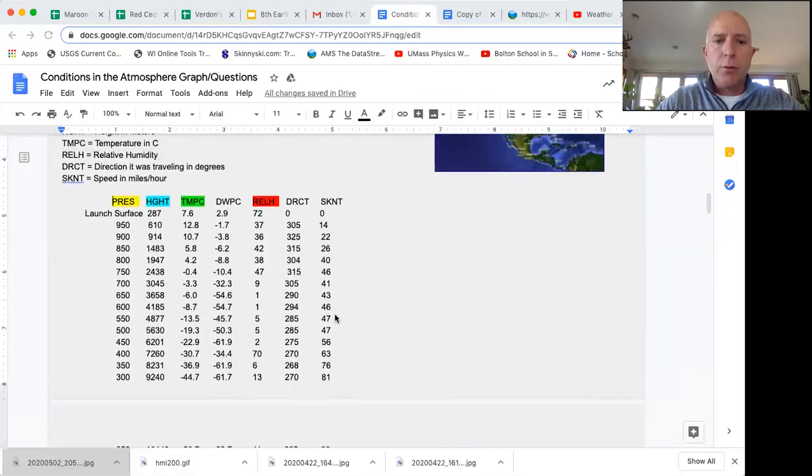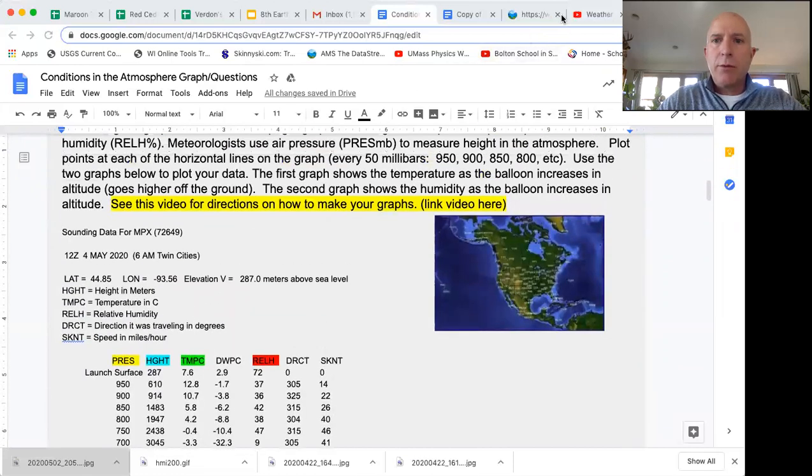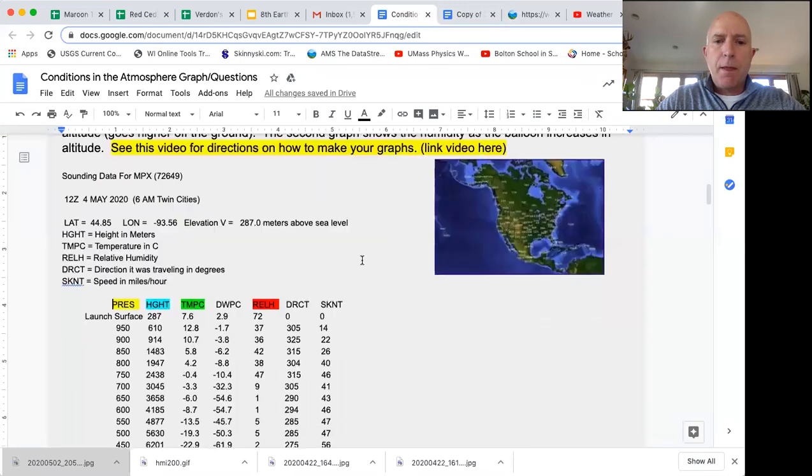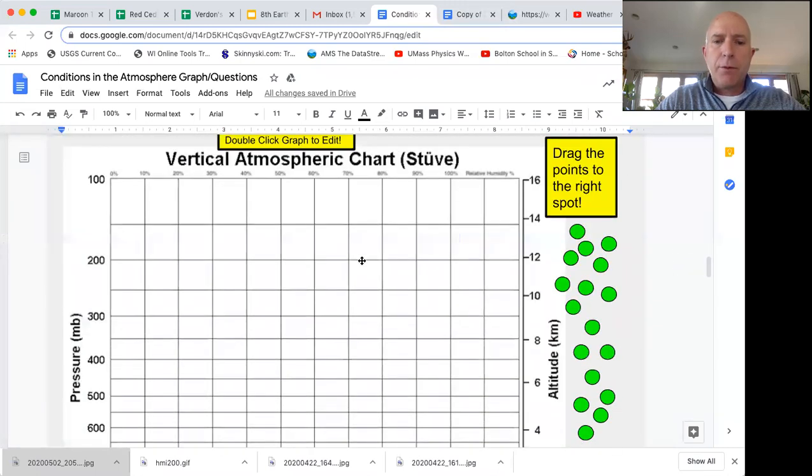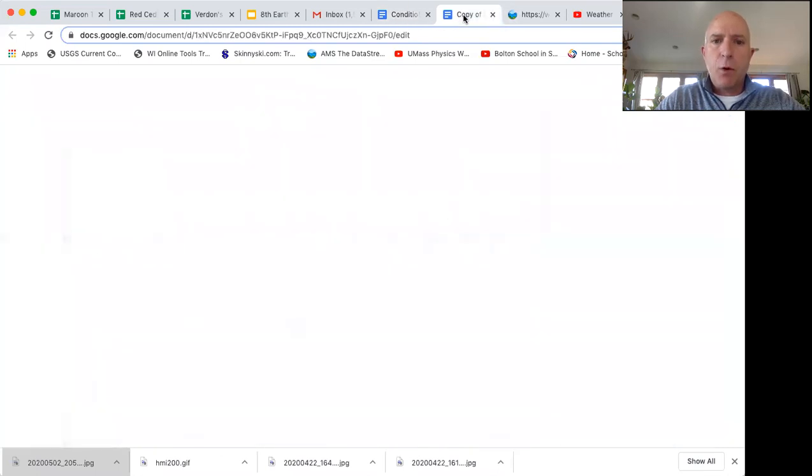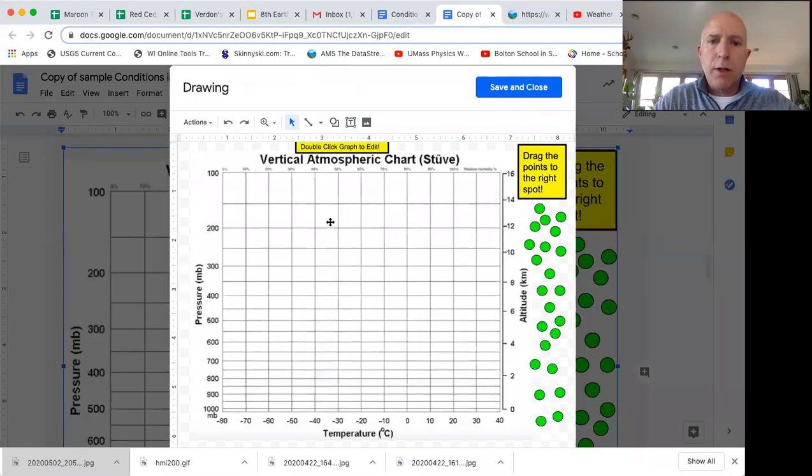So what do you do? Mrs. Topper created a graph for you. It's right here. You double click on the graph. I'm going to open up two screens. You double click on the graph and you drag these green dots. These are your data points.